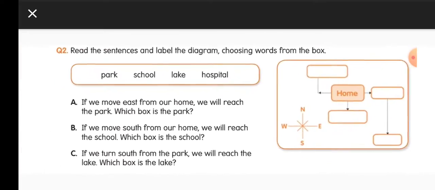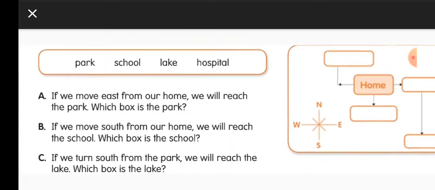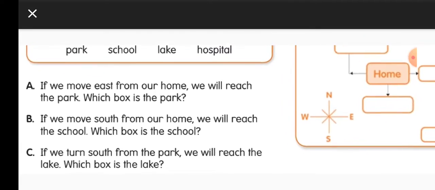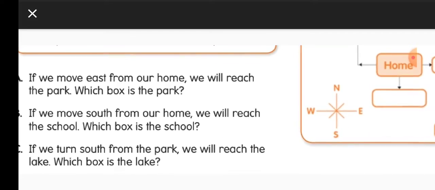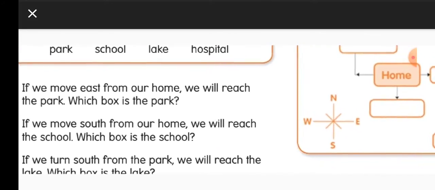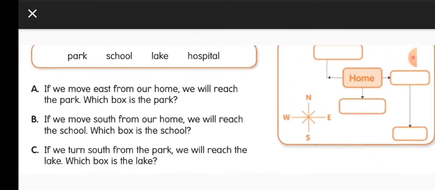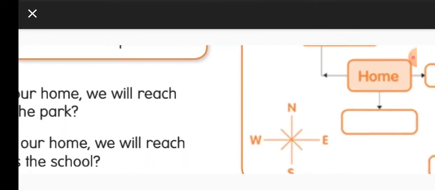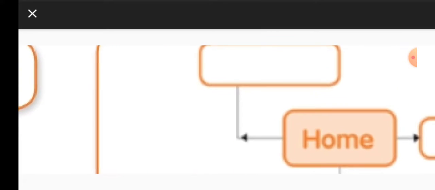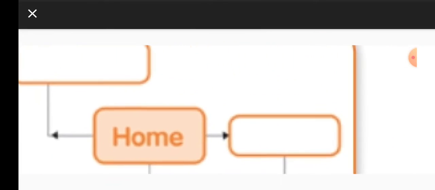Okay, there is one idea. So there are some instructions given here, and they are telling us how to find out the place. If we move east from the home, we will reach the park. Okay, from home, this is home, right? So if we move towards the east, this is the box in which you are going to write park, P-A-R-K, park.